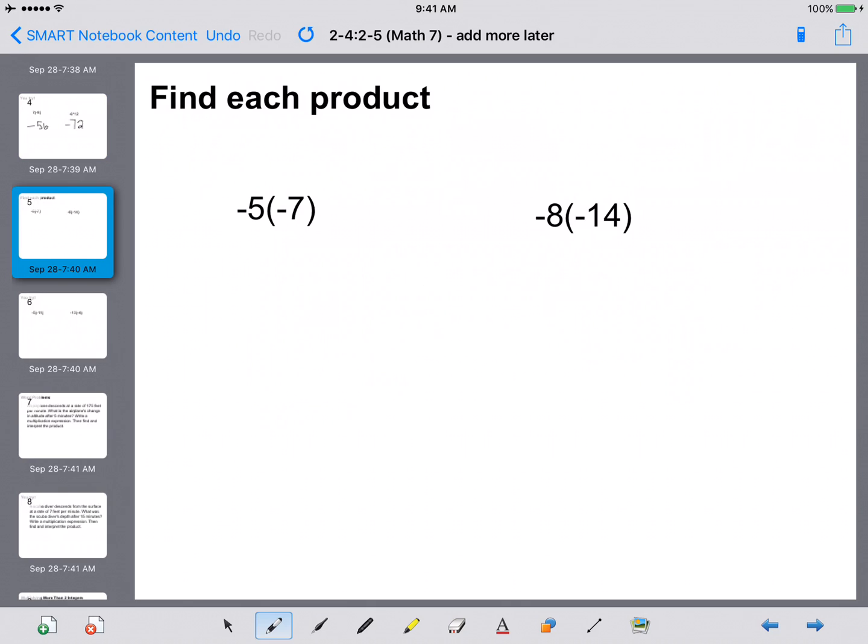Now for these ones, -5 times -7, our negatives have a pair. There's a pair of negatives. So our answer is going to be positive. And then 7 times 5 is 35. We have here -8 times -14. There's a pair of negatives, so our answer will be positive. And 8 times 14 is 112.